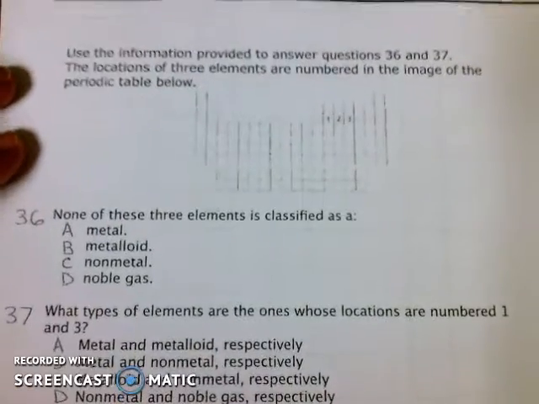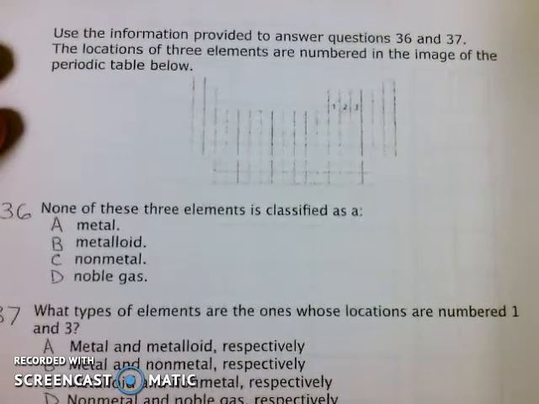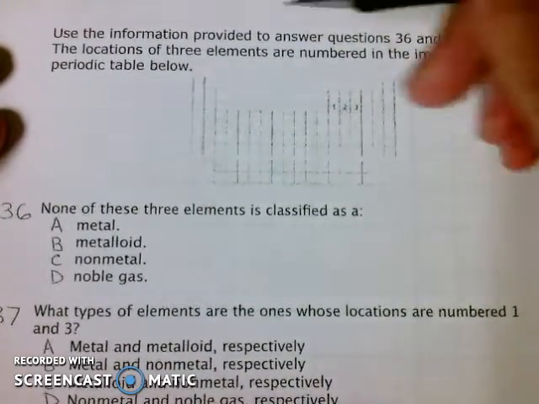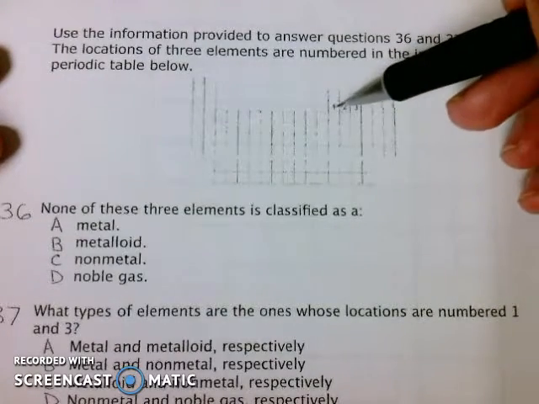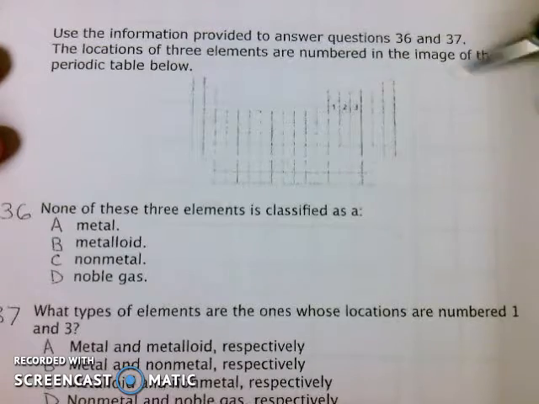Here's day 3, part 2. Use the information provided to answer questions 36 and 37. The locations of 3 elements are numbered in the image of the periodic table below. Here's number 1, 2, and 3. That's actually aluminum right there, and then we go over from there.